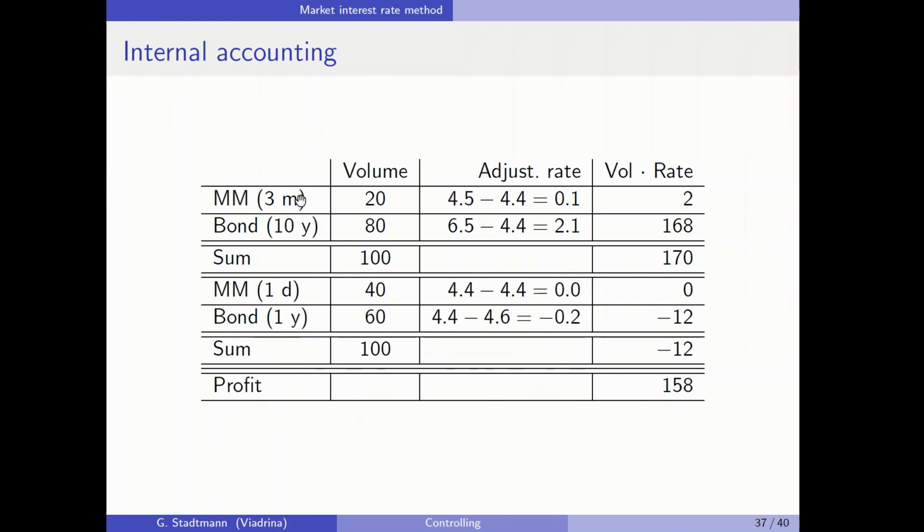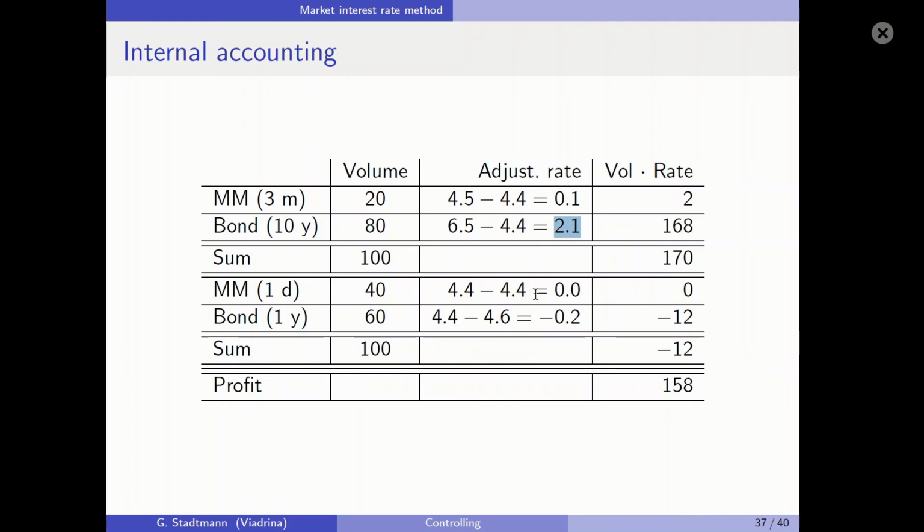The 3-month asset is profitable because the bank receives a 4.5% interest and was buying this liquidity at the rate of 4.4%. So the profit margin is 0.1%. The long-term bond is even more profitable. The bank is receiving 6.5%, but the cost for the liquidity is only 4.4%, so the profit margin is higher.